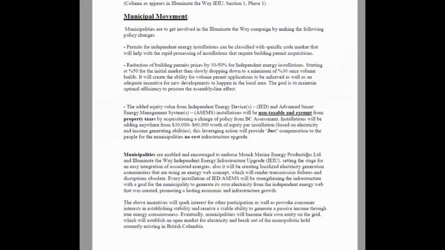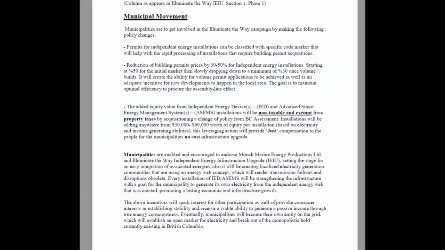Remember, with advanced energy management systems, it's easy just to go off grid. Come on. Municipalities are enabled and encouraged to endorse Sooke Green Energy Productions Limited. A lot of people say, oh, but you can't own all this and free technology, blah, blah, blah. But the thing is that Milk Marine Energy Productions, it's not about me personally. I own the copyrights in my own personal name, but there's a reason for that. Here, I'll show you. Just one sec.